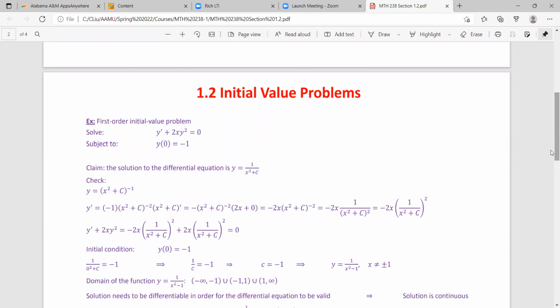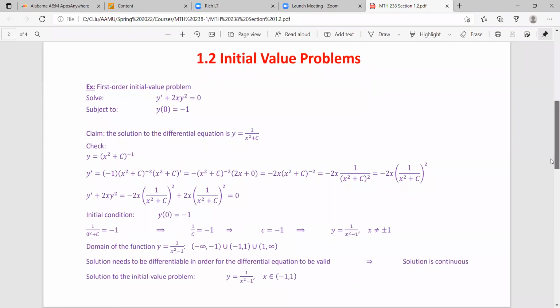So let's look at some examples. Suppose we have a first order initial value problem. So we want to solve the equation y prime, the first derivative of y, plus 2x y squared equals 0. So that's the differential equation, and we have one initial condition since this is first order. We only need one initial condition. So the initial condition is y of 0 equals -1.